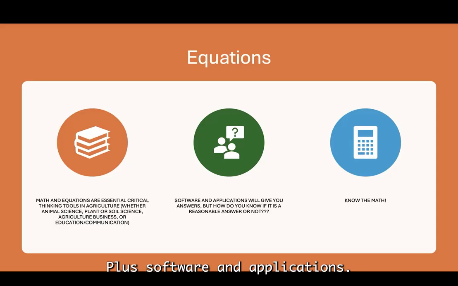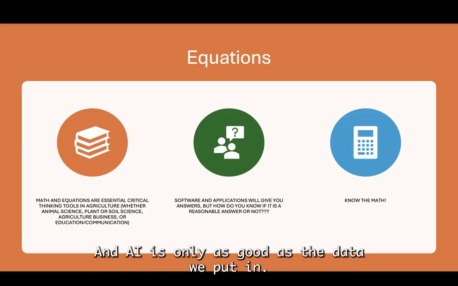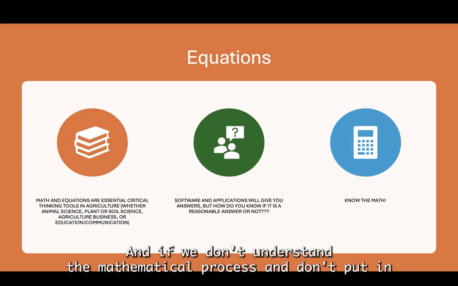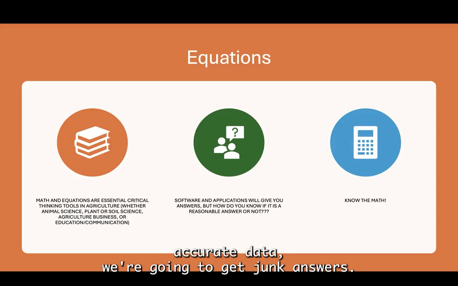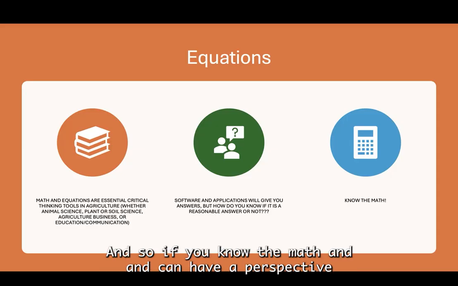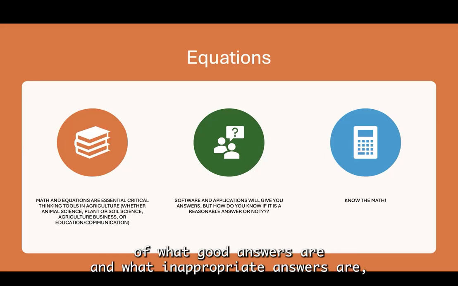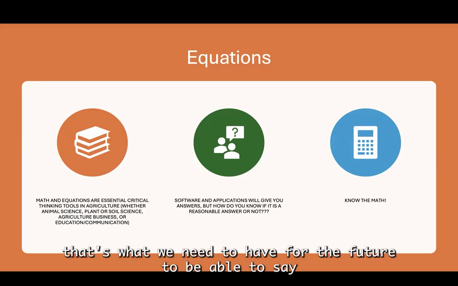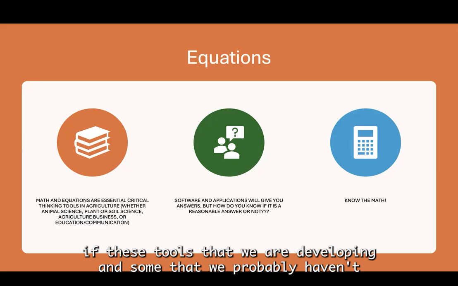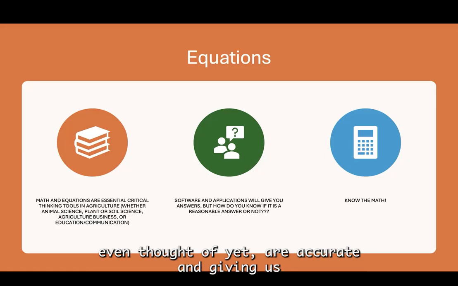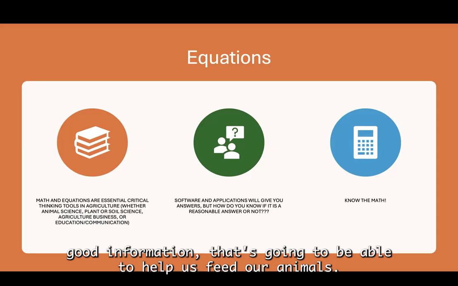Plus, software and applications and AI is only as good as the data we put in. And if we don't understand the mathematical process and don't put in accurate data, we're going to get junk answers. And so if you know the math and can have a perspective of what good answers are and what inappropriate answers are, that's what we need to have for the future, to be able to say if these tools that we are developing, and some that we probably haven't even thought of yet, are accurate and giving us good information that's going to be able to help us feed our animals.